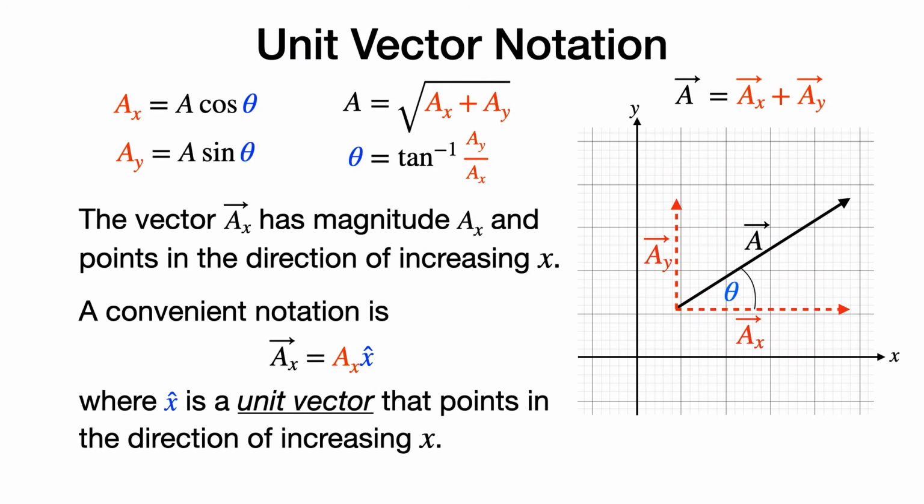Now, a convenient notation is something called unit vector notation. The vector a sub x has magnitude a sub x and points in the direction of increasing x. So a convenient notation is to define this vector as the component a sub x times a unit vector x hat, which points in the direction of increasing x. So in general, we could write our vector A as the component a sub x times the unit vector x hat plus the component a sub y times the unit vector y hat.